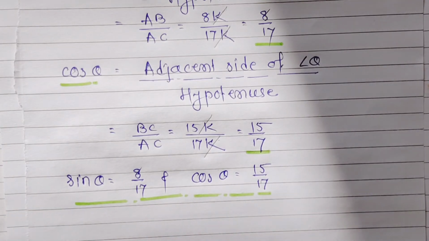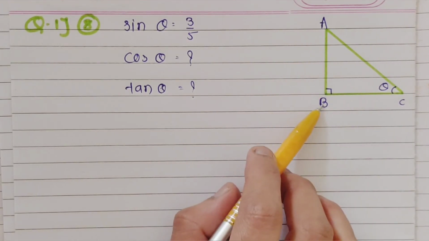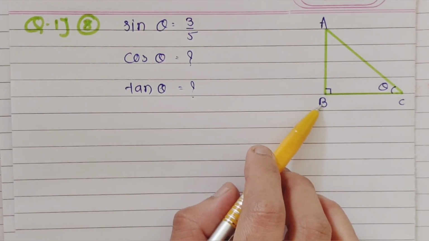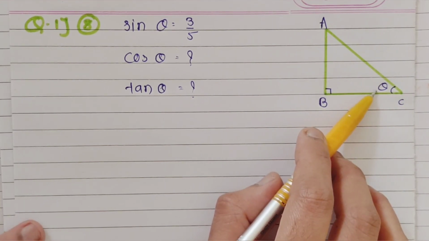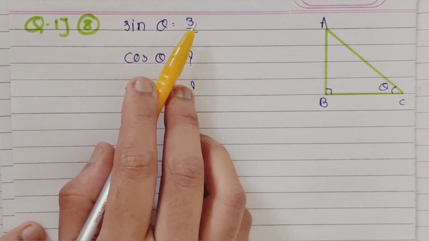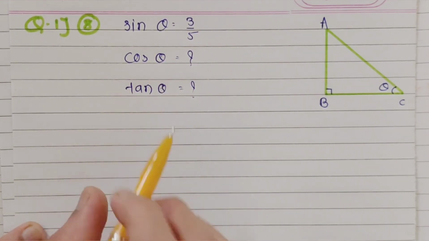Then next example. Example number 8. In triangle ABC, measure of angle B is equal to 90 degrees. That means AC is the hypotenuse and angle C is equal to theta. So the given information is sin theta is equal to 3 upon 5. So we have to find out cos theta and tan theta.